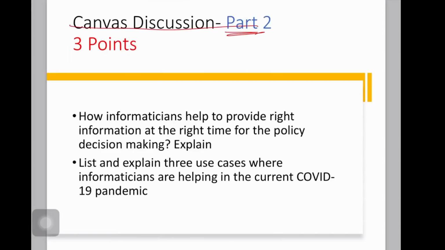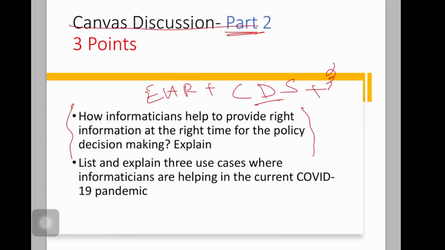activity part 2. After watching this video, you will answer how informatics helps to provide the right information at the right time for policy decision making. Basically, this answer would couple with the EHR part, with the CDS part, plus whatever information you get from this video.